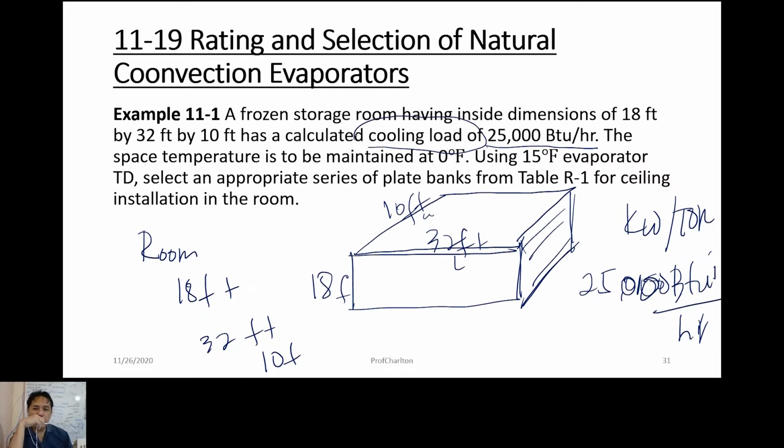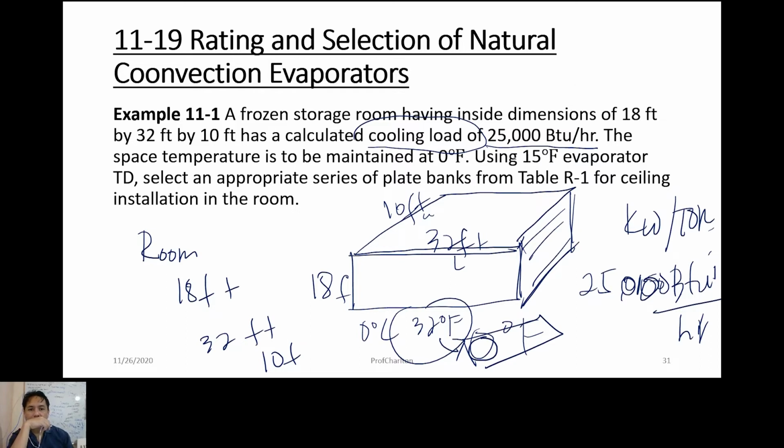The space temperature is to be maintained at 0 degrees Fahrenheit. No? So 0 degrees Fahrenheit. No? So the freezing point of ice is 0 degrees centigrade, and this is 32 degrees Fahrenheit. So it is lower than 32 degrees Fahrenheit. No? So this one is 0 degrees Fahrenheit according to this. Now, using 15 degrees Fahrenheit evaporator temperature difference.